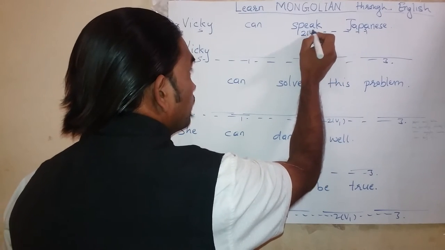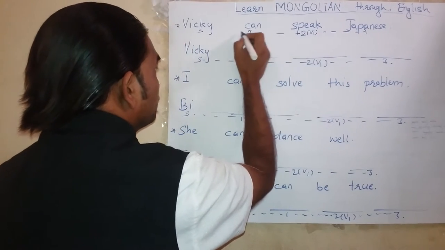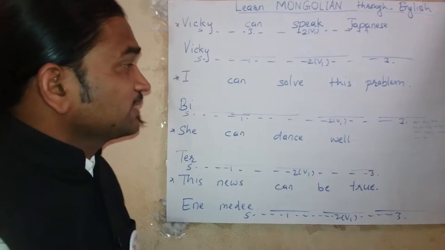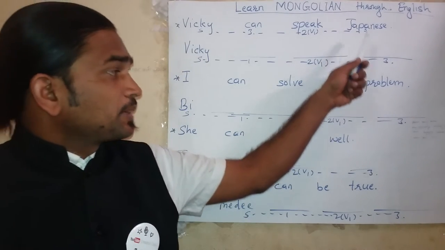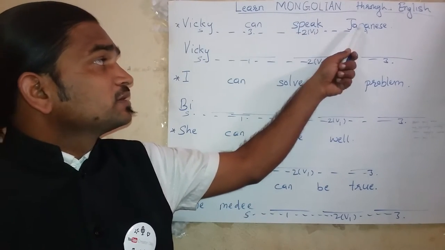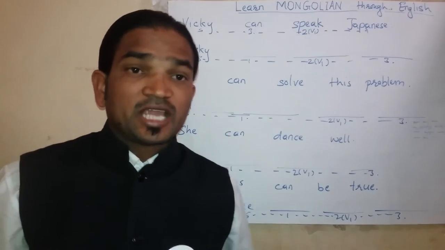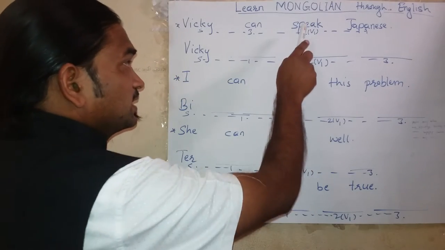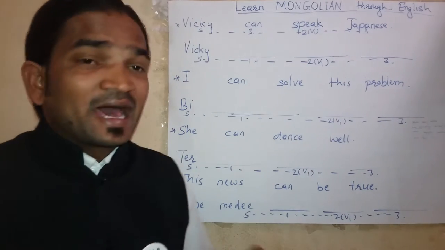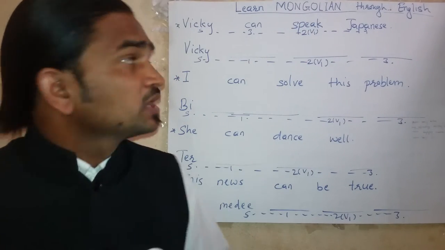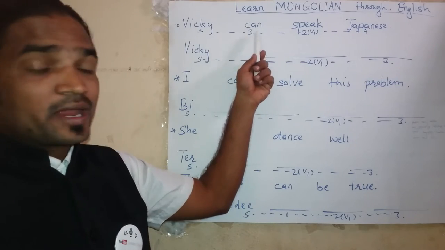And after that, we should come back. Our sentence will be created in Mongolian language. Here, at the end of the sentence, there is Japanese. The Japanese word pronounced in Mongolian is Yapon. And the Mongolian word for speak is Yariz. And the Mongolian word for can is Bolno.